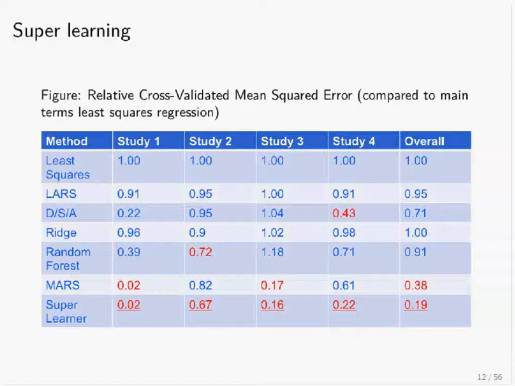For a single data set, there might indeed be an algorithm which is as good or even better than the SuperLearner. The problem is you don't know which one it is. So if you bet on that algorithm and you keep using that across all your studies, you're going to lose relative to something which is adaptive, based on the data.